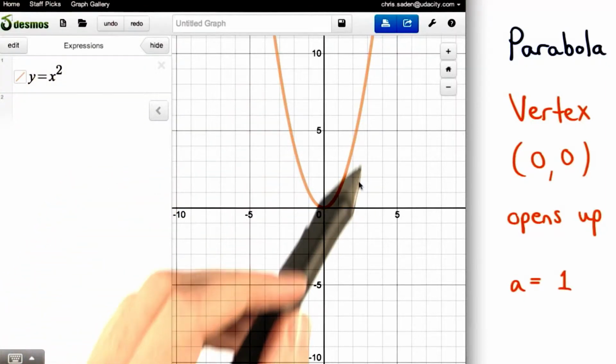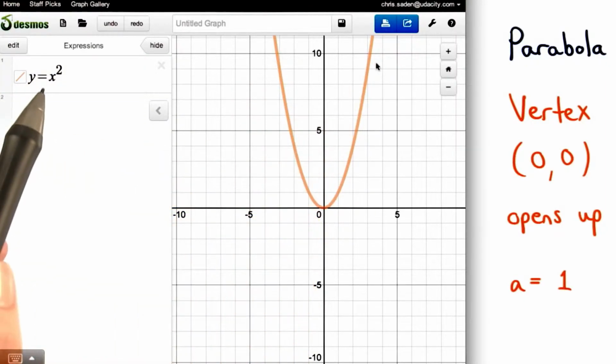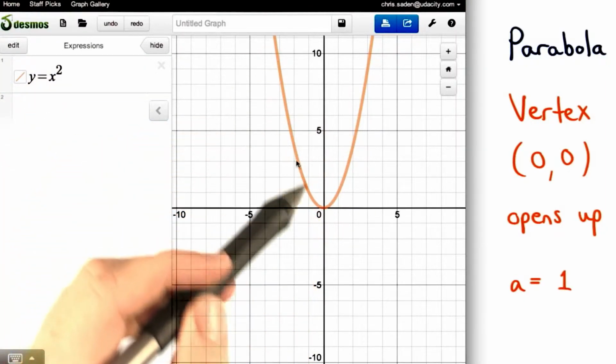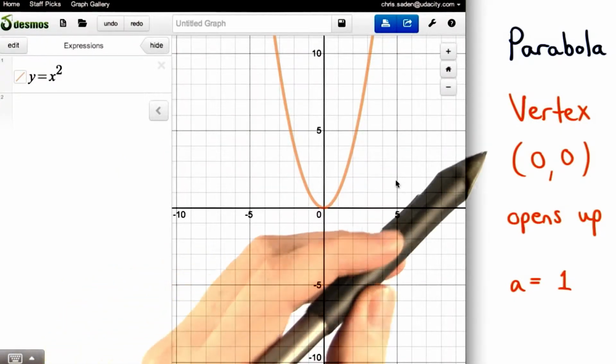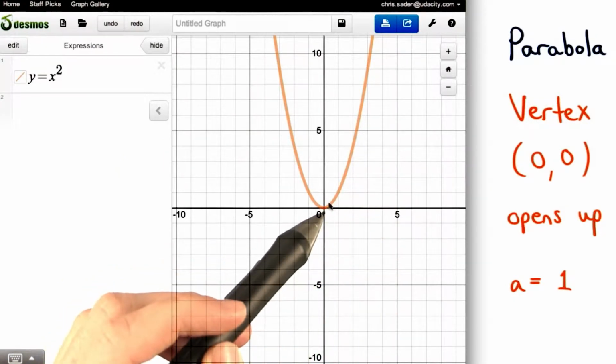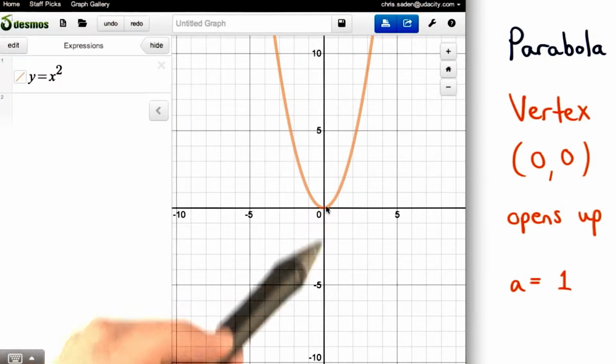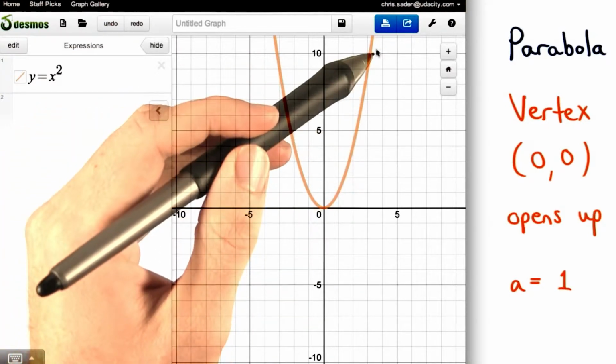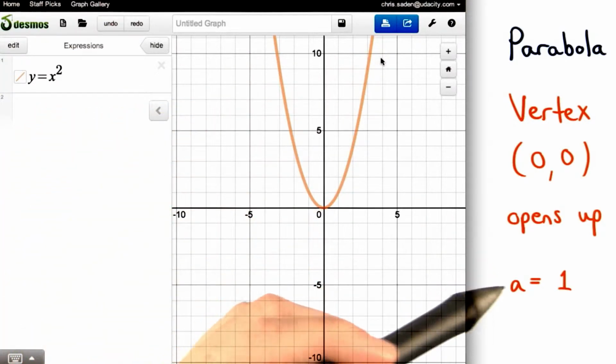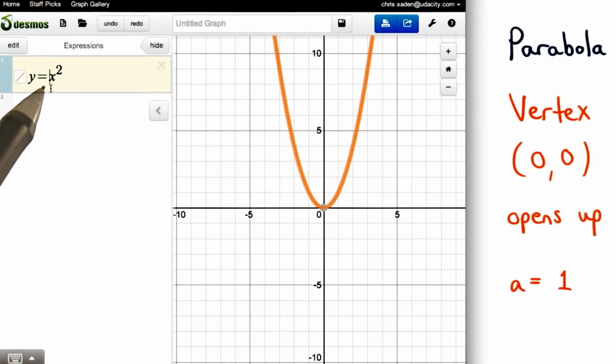The most basic parabola has the equation y equals x squared. Now, we can tell that the center, or really the vertex of this parabola, is at the origin, (0, 0). The parabola opens in the upward direction, and it has an a value of 1. The a value is simply the number that's in front of the x squared term. Since it's not listed, we know that the coefficient is a 1.